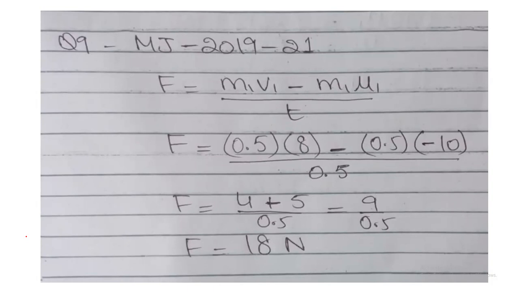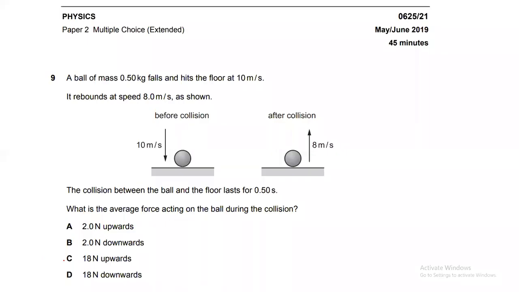Because I told you that I am supposing that coming down is negative, that's why I'm putting a negative sign with it. So the total momentum will be 4 plus 5, and that will be 9, divided by the total time, that is 0.5 seconds. So 9 divided by 0.5 seconds, that will be 18 Newton. So the resultant force will be 18 Newton.